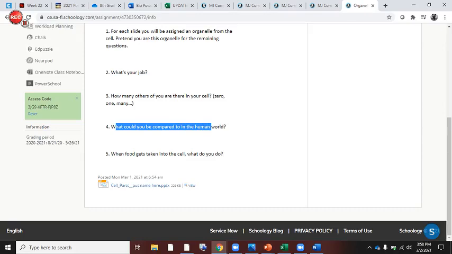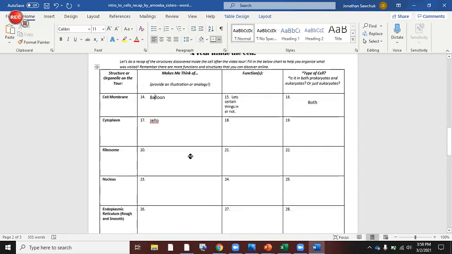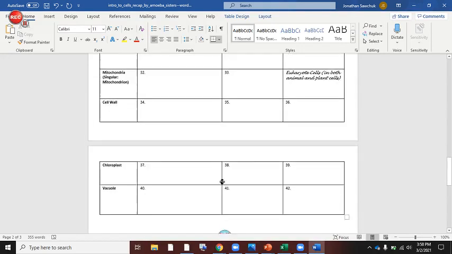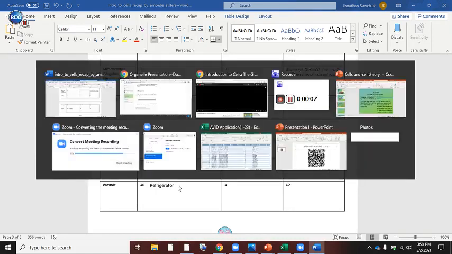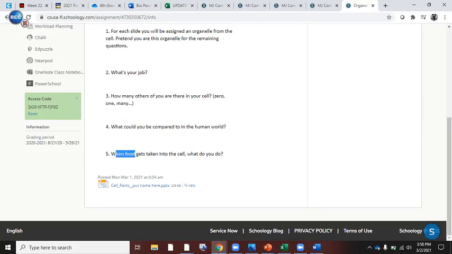What could you be compared to in the human world? So that's where our analogy comes in. The famous refrigerator example for the vacuole, right? That's one I always give. Refrigerator. No D. And then when food gets taken into the cell, what do you do? So what do you do with the proteins, or what do you do with the glucose? Okay, what's the thing that happens with you?